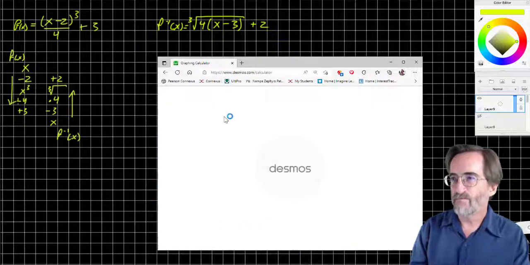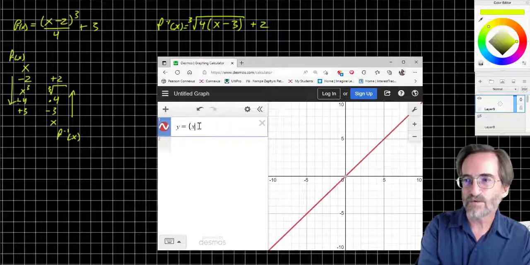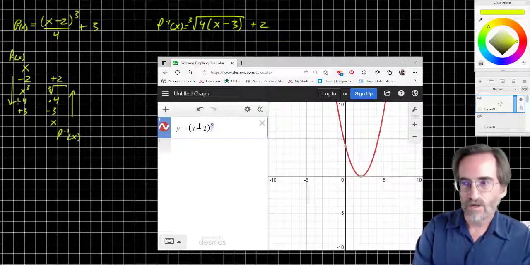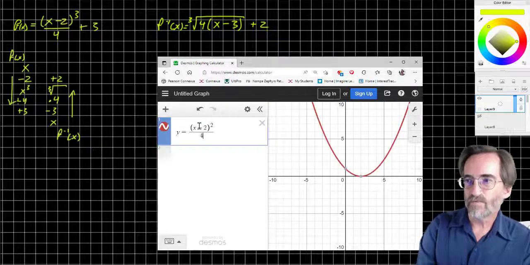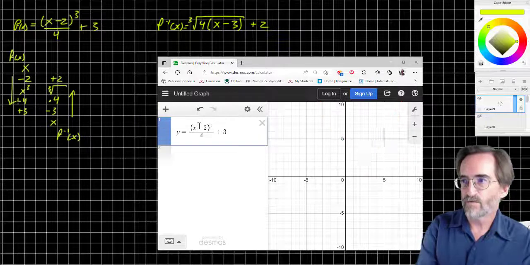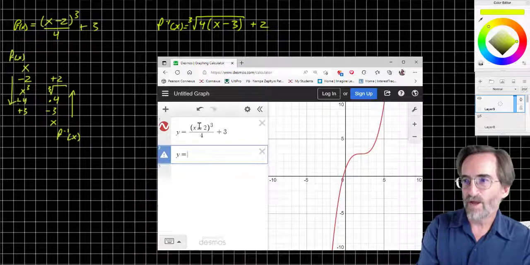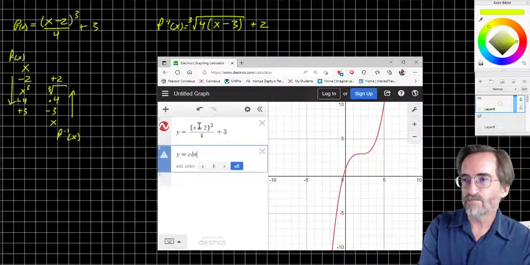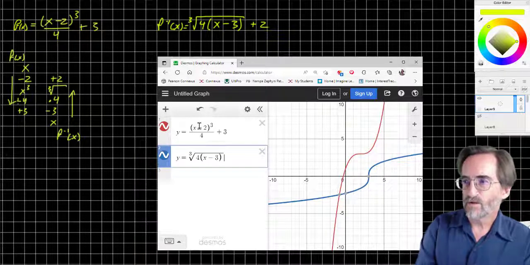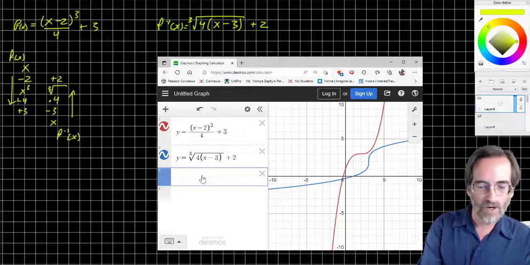Graphing calculator. Okay. So I'm going to put in the function y equals (x minus 2) cubed, all divided by 4, plus 3, and that would help if I said cubed and not squared. There we go. And let's graph the other one. Y equals cube root, CBRT, of (4x minus 3), go out of the cube root, plus 2. Okay, and at the same time, we'll graph y equals x.